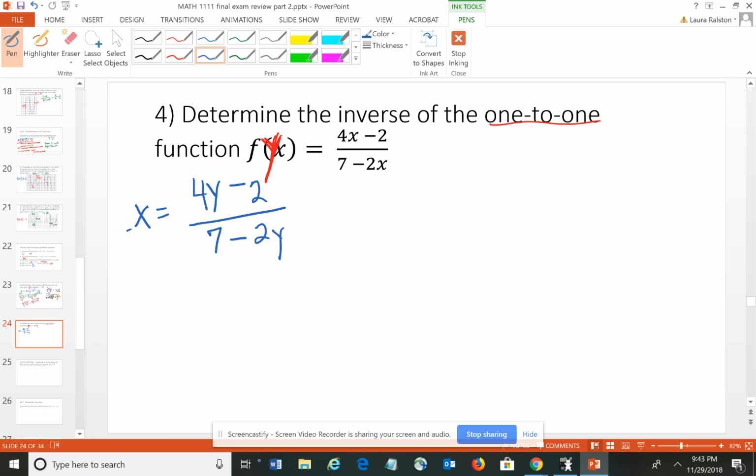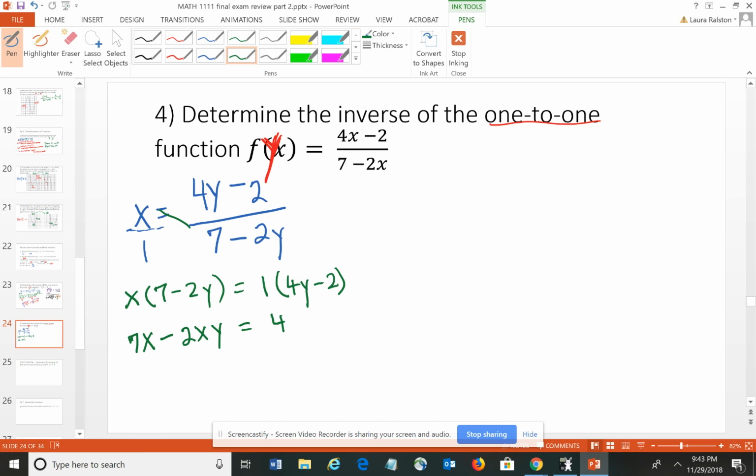Now, I'm going to make this a little bit easier. I'm going to put the x over 1 so that I have basically a fraction equal to a fraction, and we're going to cross multiply. So we're going to have x times 7 minus 2y equals 1 times 4y minus 2. I'm going to go ahead and do that multiplication by distributing. So I have 7x minus 2xy equals 4y minus 2.